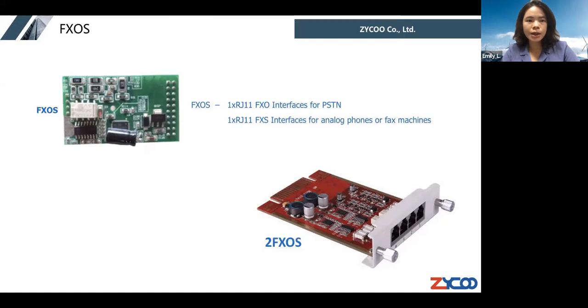Then we have our FXOS. The OS is the combination of the 2 previous modules that we just went through. The FXOS contains 1 FXO and 1 FXS. On this module, we also have the 1 and the 2 options.